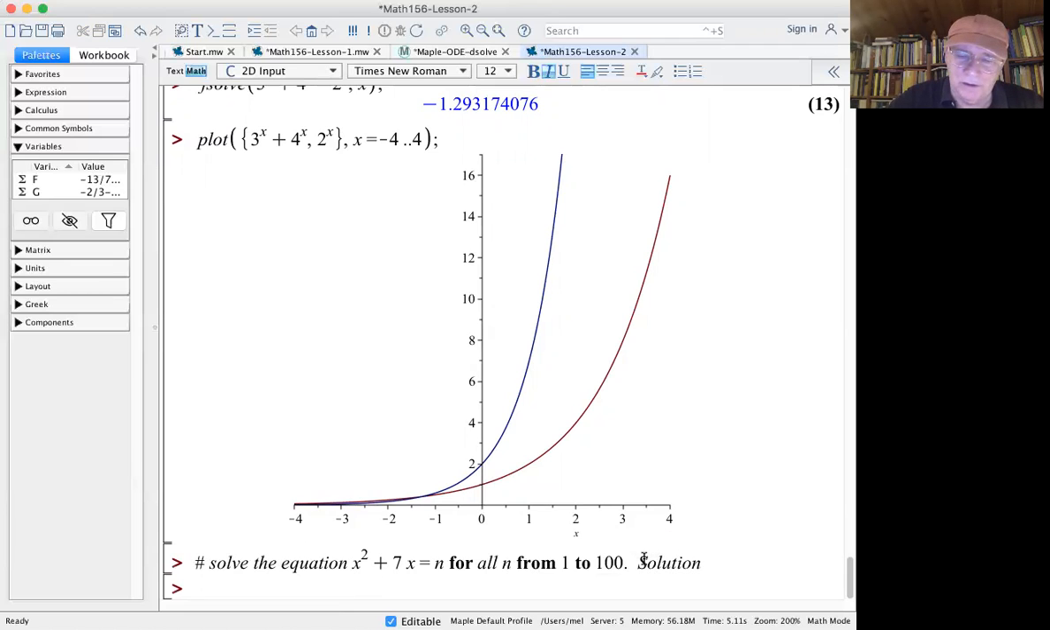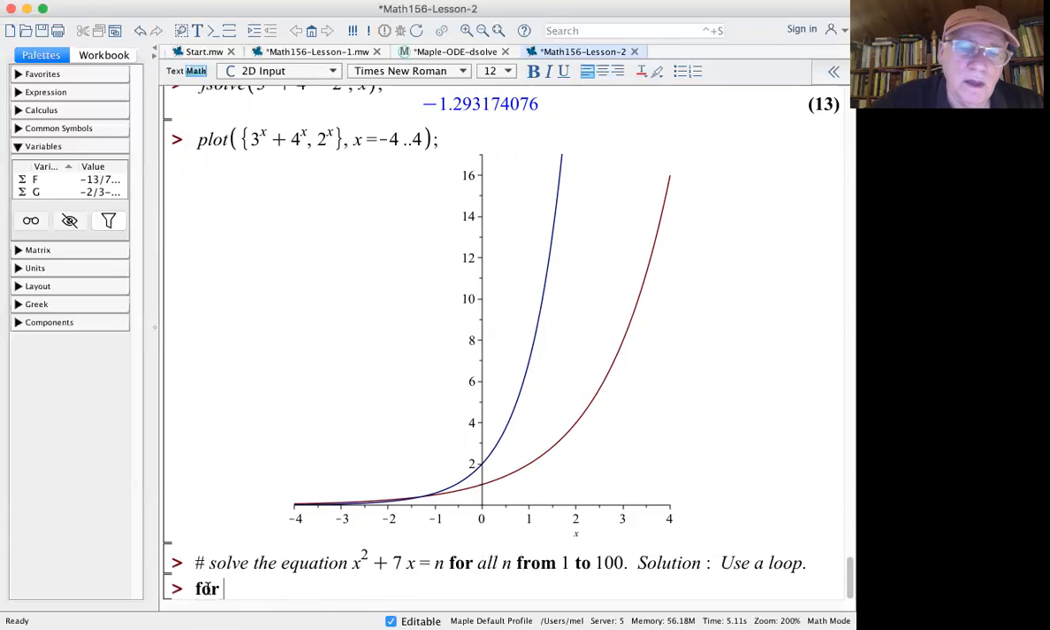So solution, use a loop. There's certain words in Maple that are reserved. They come up in boldface. Here you see 3 words in boldface: for, from, and to. So here's the syntax for writing a loop in Maple.